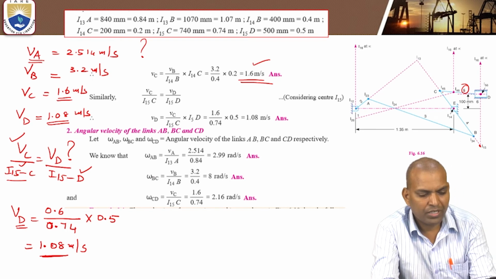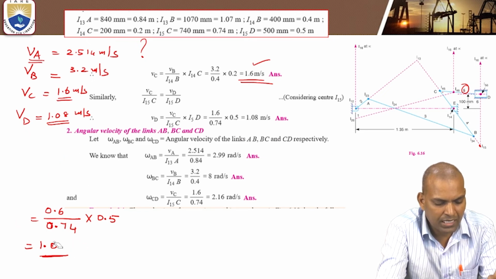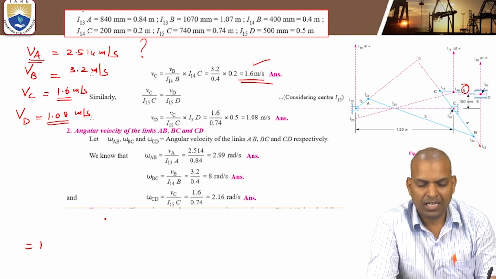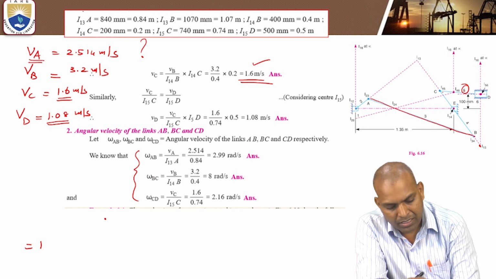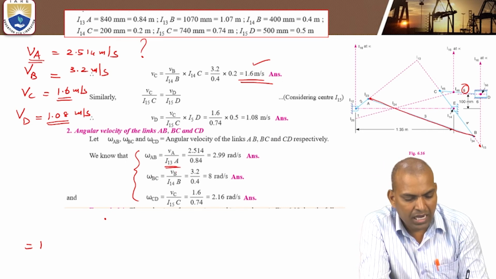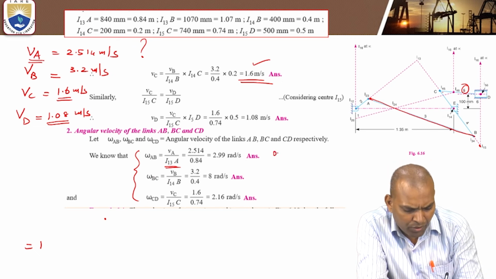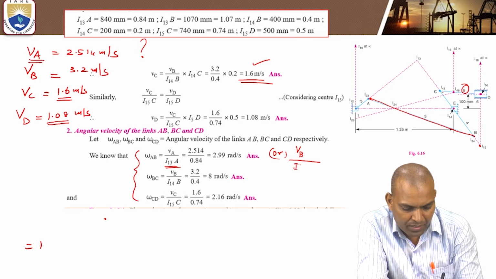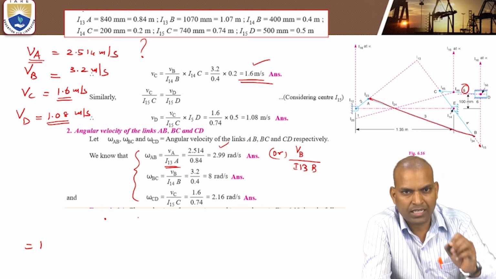Now, so far we calculated the linear velocities of the points B, C, D. Next, we have to find the angular velocities of the links AB, BC and CD. These are the three objectives. Now omega AB: this is the link AB. Omega AB equals VA by I13A, as we already calculated in the constant angular velocity ratio. Or another formula: omega AB is common for point A and point B, so considering point B, VB by I13B. Then it is 2.99 radians per second.